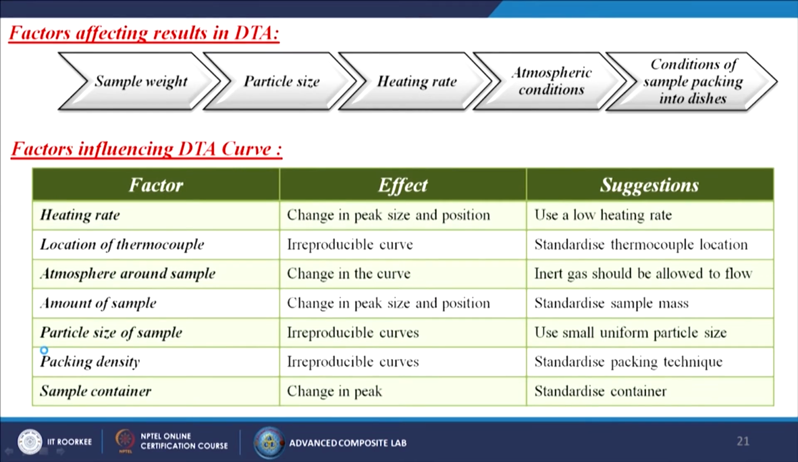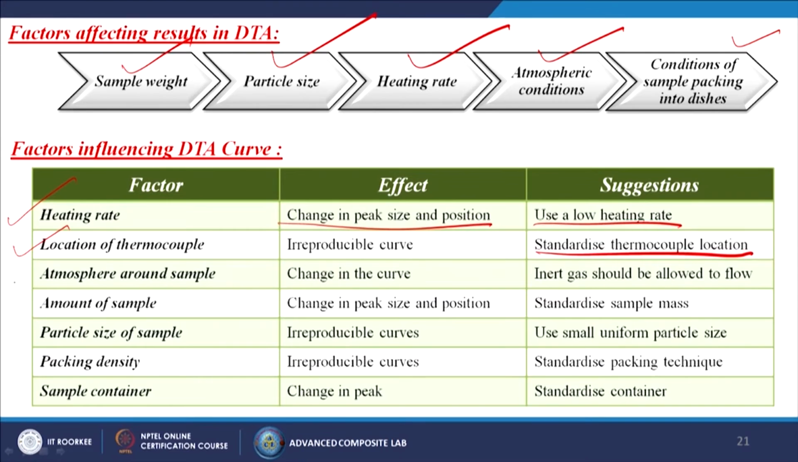Factors affecting results in DTA. So, generally the sample weight, particle size, heating rate, atmospheric conditions and the conditions of sample packing into dishes. Factors influencing DTA curve. Generally the heating rate, effect: change in peak size and positions, suggestion: use a low heating rate. Location of thermocouple, irreproducible curve, standardized thermocouple location.